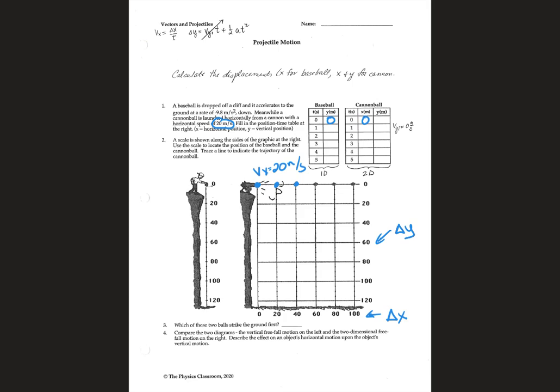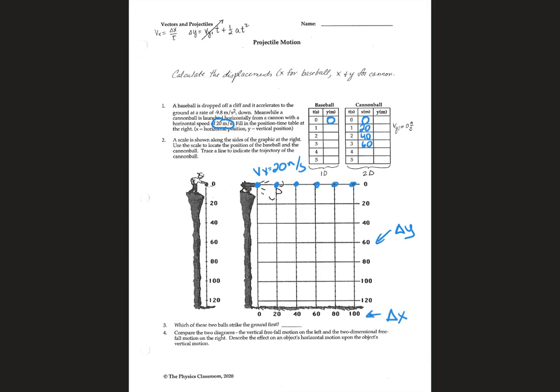Well, in the horizontal direction, you don't really need to do much calculation because it's steady. It's going to gain 20 meters every second because it's not gaining speed, it's gaining meters. And that's how far out it would go.